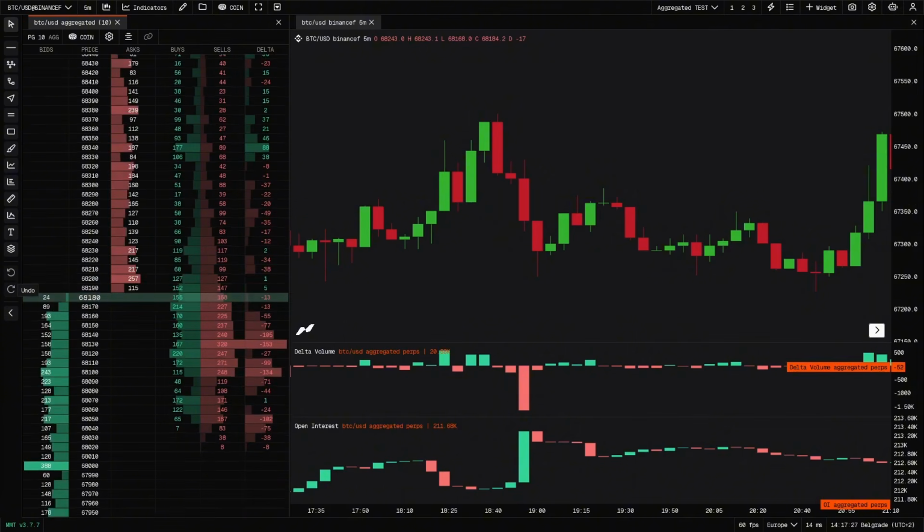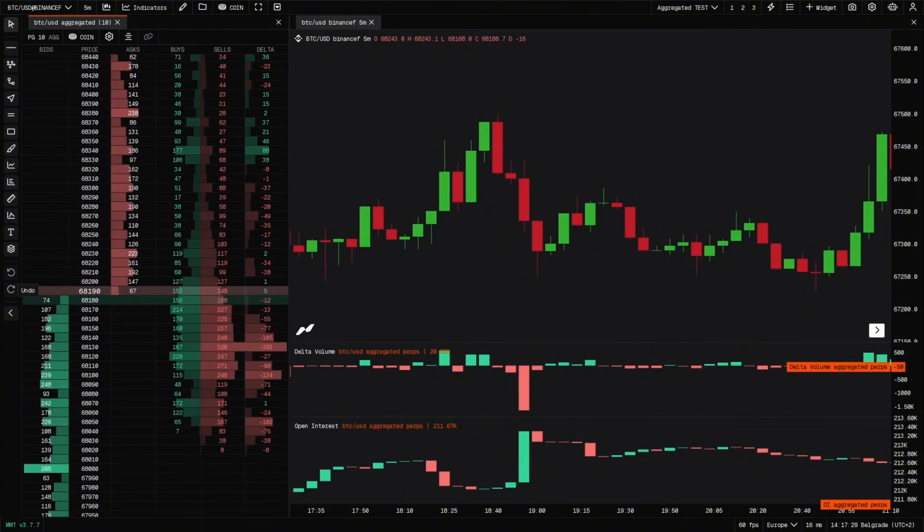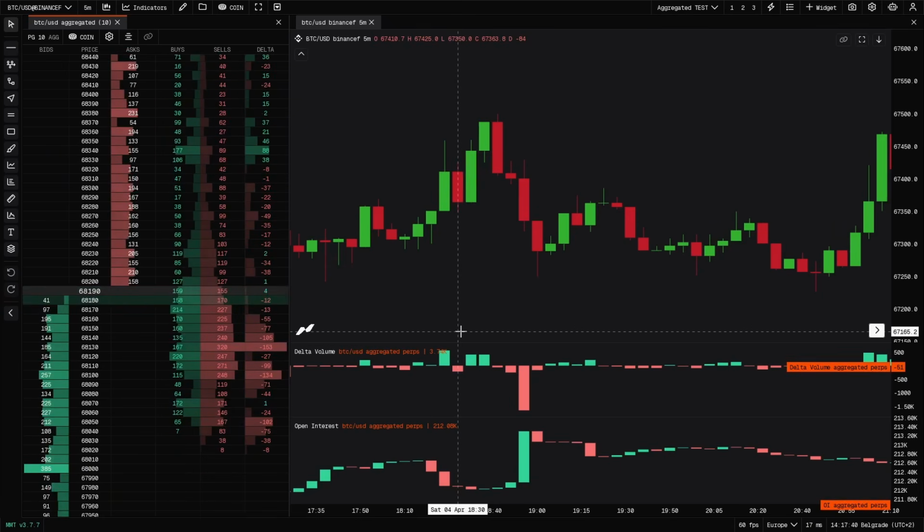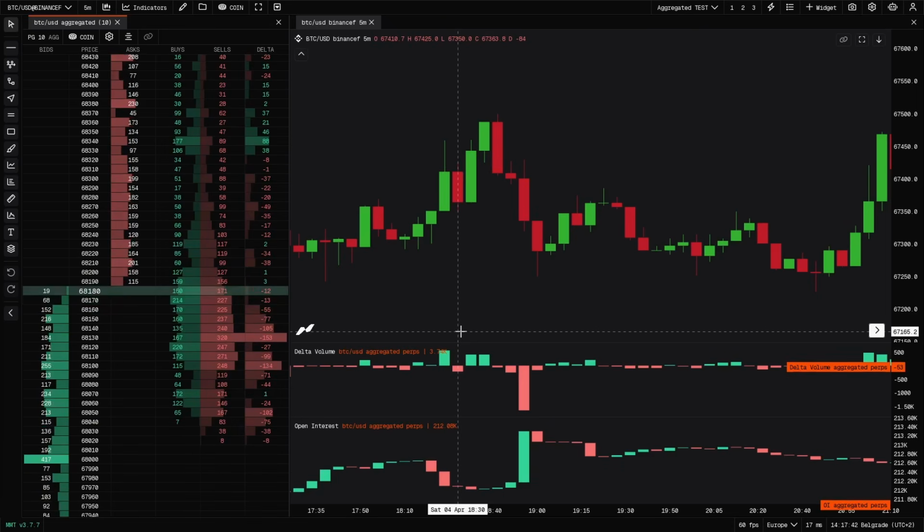So exhaustion is slightly different. It happens after a move. You see strong momentum at first, but then it slows down and stalls. That tells you the move is running out of energy. In both cases, the key idea is the same. The market is no longer responding to aggression.